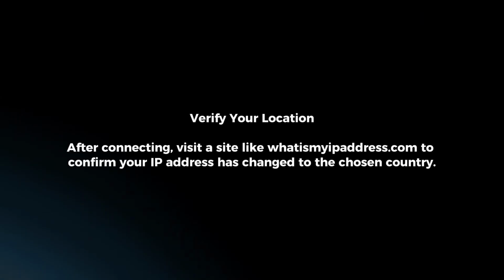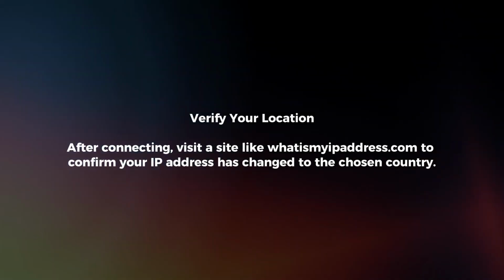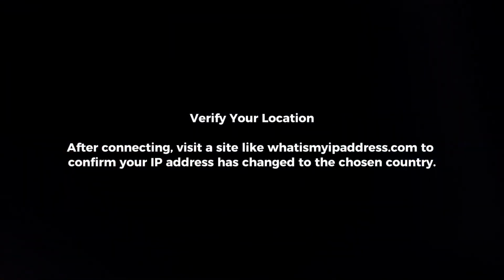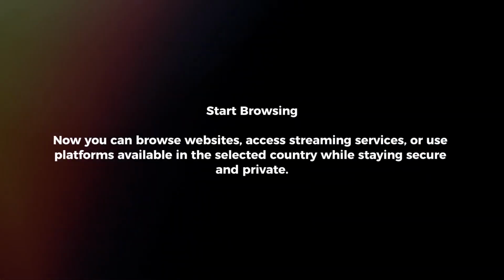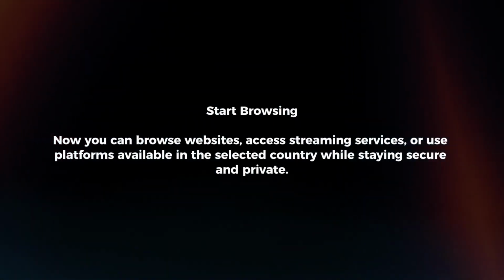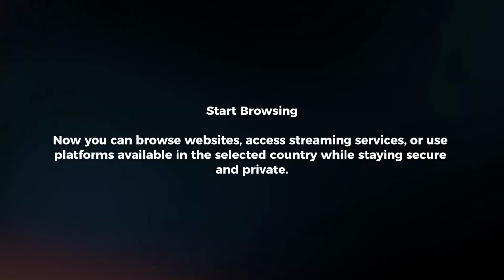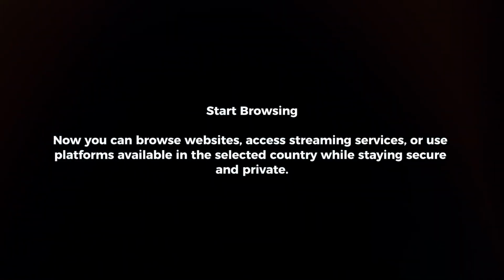Verify your location. After connecting, visit a site like whatismyipaddress.com to confirm your IP address has changed to the chosen country. Start browsing. Now you can browse websites, access streaming services, or use platforms available in the selected country while staying secure and private.